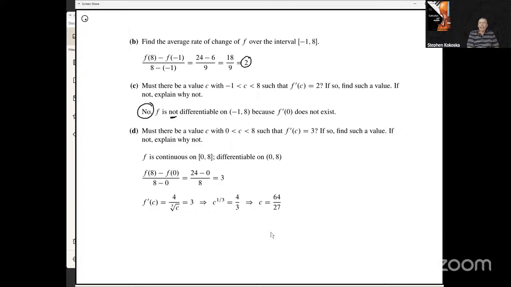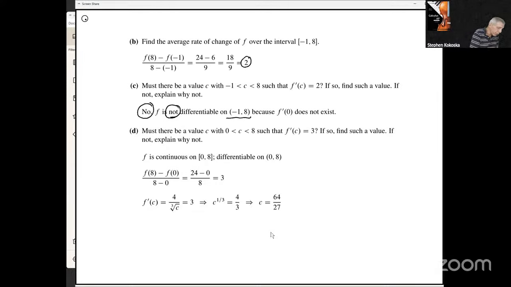Well, in order for that to be true by the mean value theorem, the function would have to be differentiable in that open interval -1 to 8, and it is not. We know it isn't because there's that sharp edge or corner at 0. And in fact, we just saw on the previous page that it's not differentiable there. Now, there could be a value of c in there so that that's true. But we're not guaranteed that there is such a value.